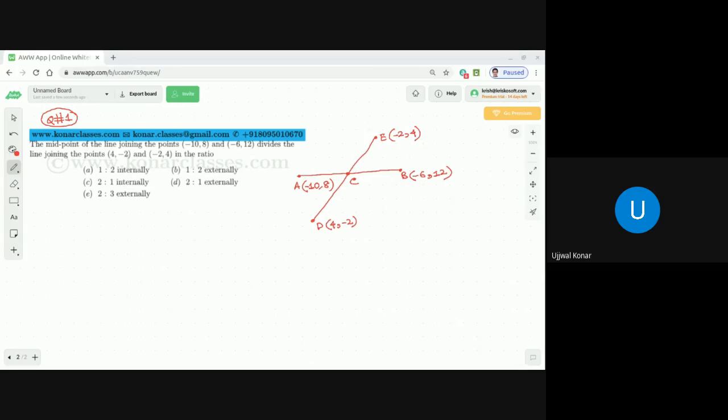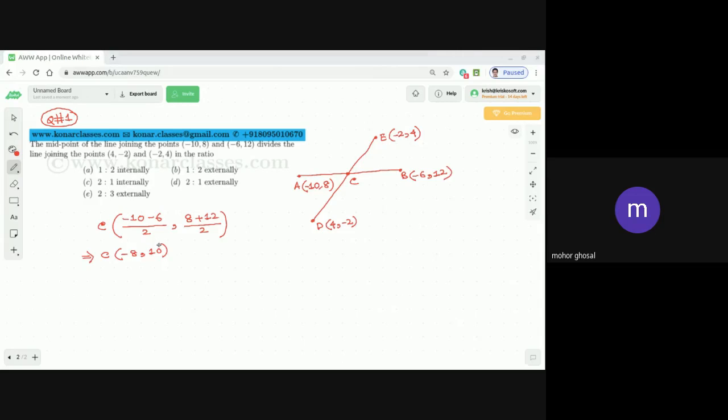So, the midpoint of A and B, that is the coordinate of the point C, is very easy to find out. What is the coordinate of the point C? The x coordinate should be (-10 - 6) divided by 2, and the y coordinate (8 + 12) by 2. So that implies (-16) by 2, that is -8, and 10.